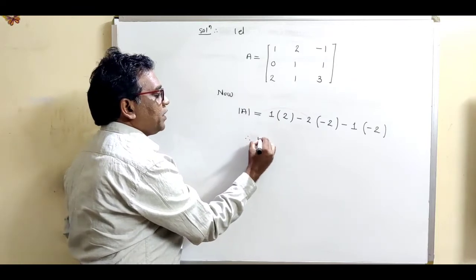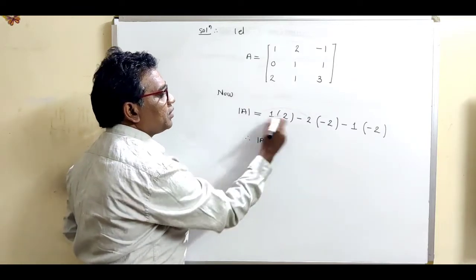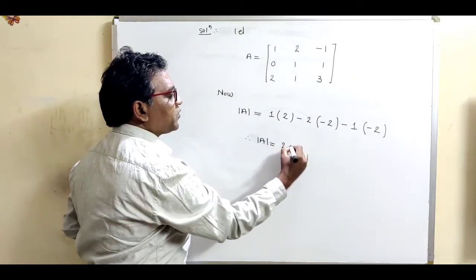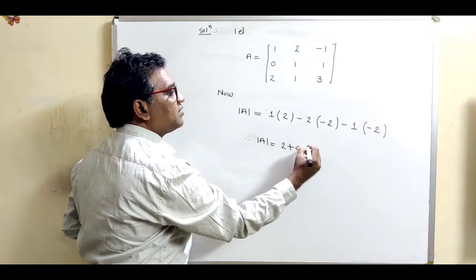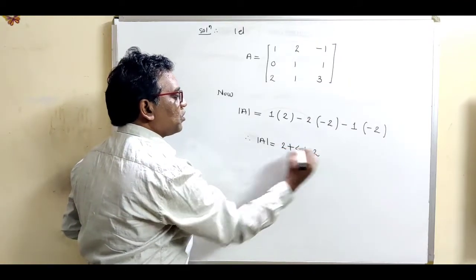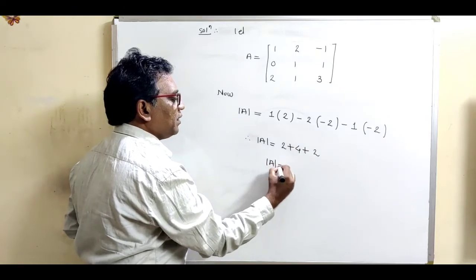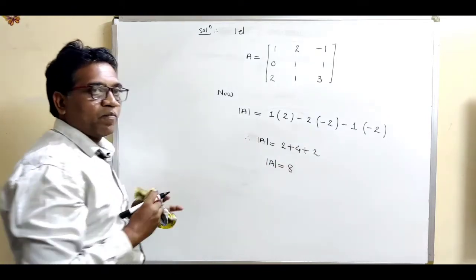So what is the value of determinant A? This is 2, minus minus, this is plus 4, and minus into minus, so this is plus 2. So what is the value of determinant of A? Determinant A is equal to 8.